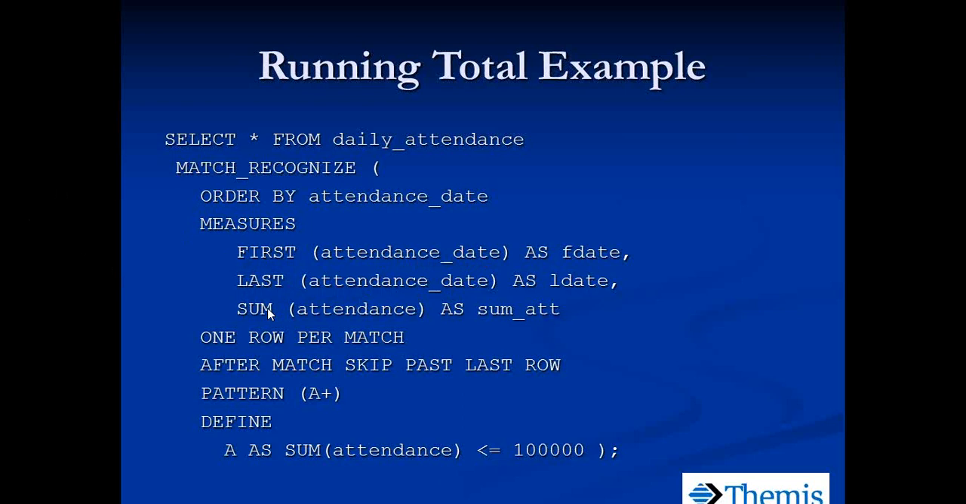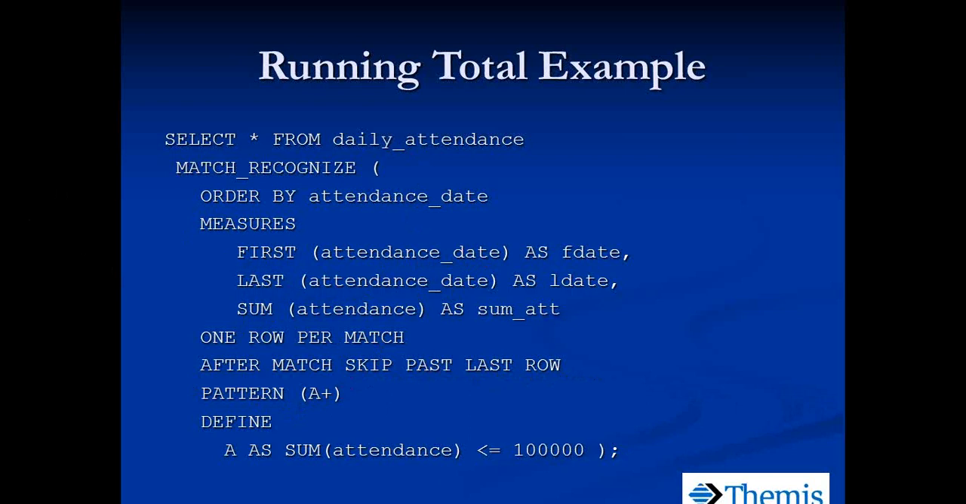And I'll get one row per match, and after I finish a match, I'm going to skip past the last row and start over. Now look at the pattern here. A just means take a row from the daily attendance as input, and remember the plus sign, what that meant: one or more rows. So I'm just going to start reading one or more rows. Read a row, read the next row, read the next row, add up their attendances. If they're more than 100,000, stop. That's the end of your pattern match.